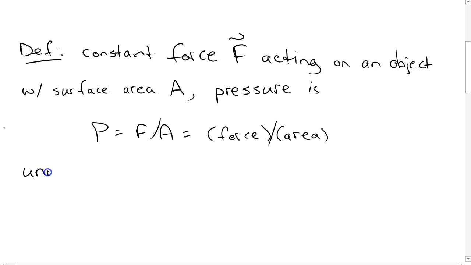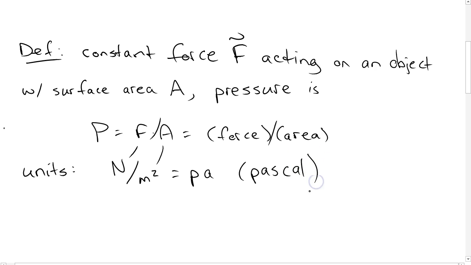Okay, so what are the units? Well, in SI units, force is measured in newtons, so this is going to be newtons divided by area, measured in meters squared. Units of newtons per meter squared are called pascals. We abbreviate it Pa, after a mathematician and physicist named Pascal, believe it or not. You've probably heard of tire pressure, and that's the pressure of the air pushing out on the sides of the tire.